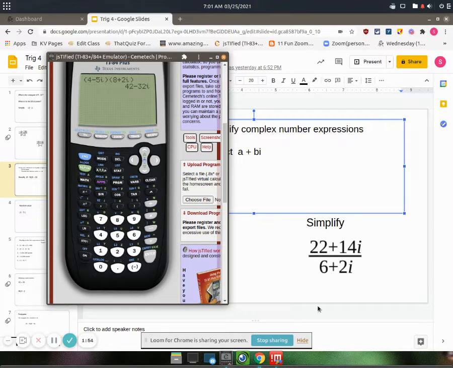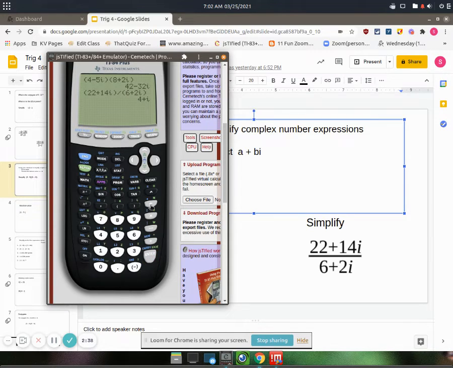So the workaround, the way you get around that, is you're just going to take the top part and the bottom part and wrap them in parentheses. So I'm going to do parentheses 22 plus 14i, close parentheses. So I've got my whole top, and I'm going to divide by the whole bottom. Parentheses 6 plus 2i. There you go. So as long as you've got the entire numerator wrapped and the entire denominator wrapped, you can just use the division symbol to separate them. All right, enter, and there it goes.